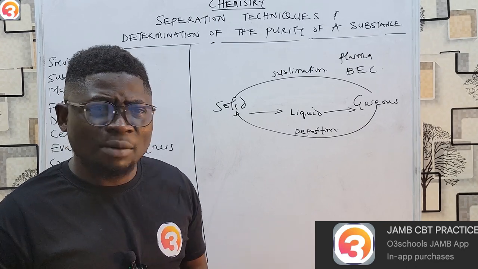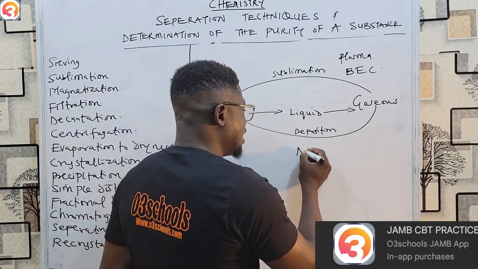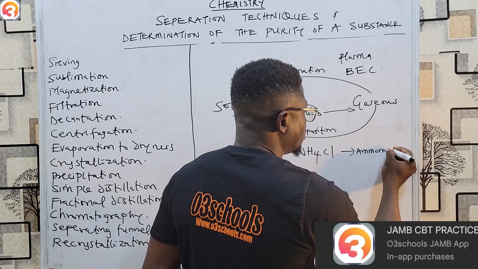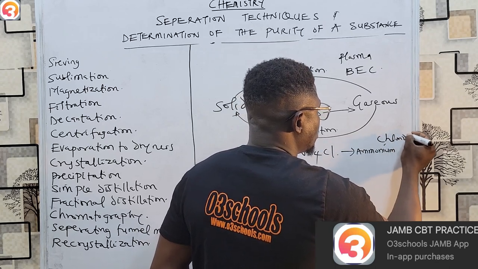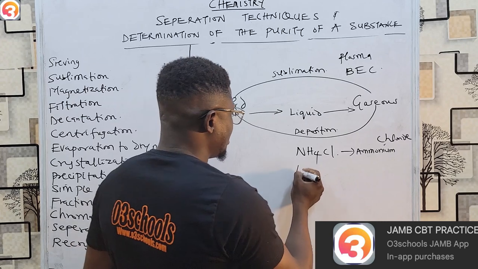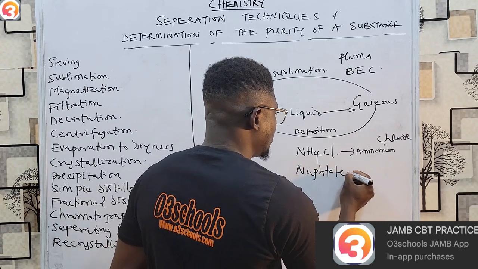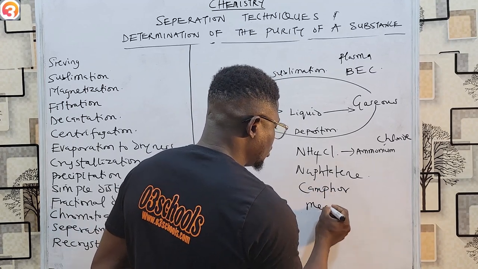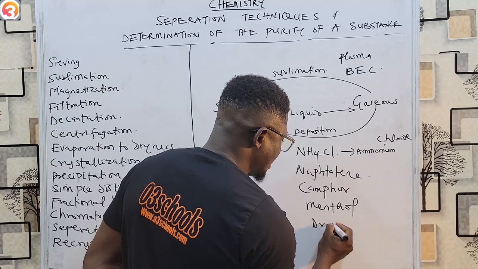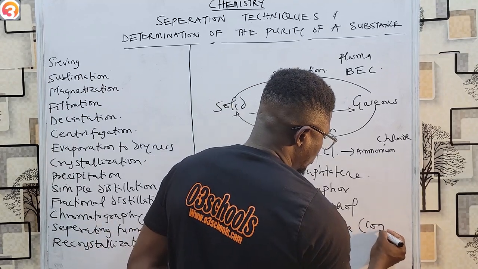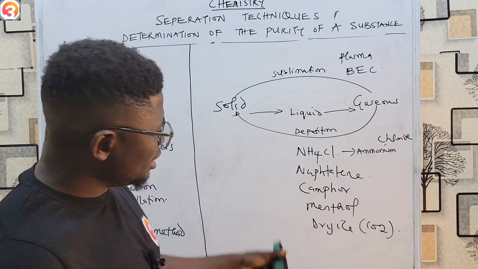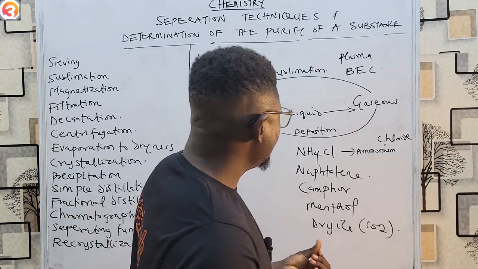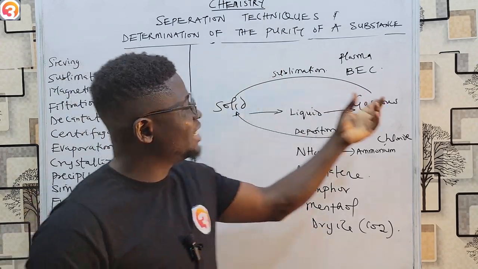So there are several examples of substances that can sublime. One, we have NH4Cl, ammonium chloride. Ammonium chloride can sublime. Then we talk about naphthalene, camphor, menthol, and dry ice. So there are many other substances that can sublime, but these are the major ones that at this stage we should be familiar with. These substances can change from the solid state directly to the gaseous state.